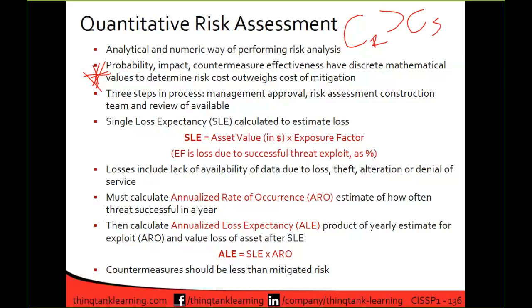So the solution that you implement to mitigate risk always needs to cost less than simply accepting the risk in the first place. So the goal of this quantitative assessment is to actually come up with a dollar value that we can apply to a particular risk. That's why it says it has discrete mathematical values. The problem is those discrete mathematical values are determined based on qualitative concepts. Again, I'll explain that in a minute.